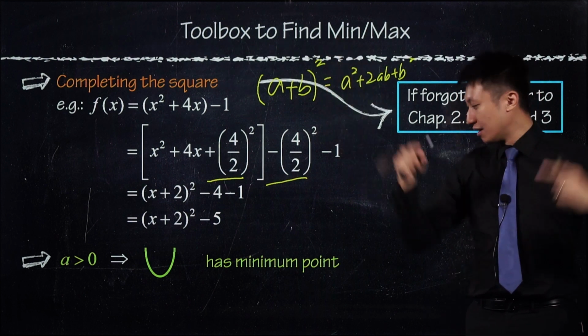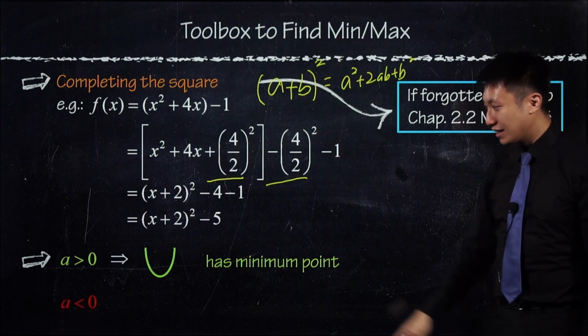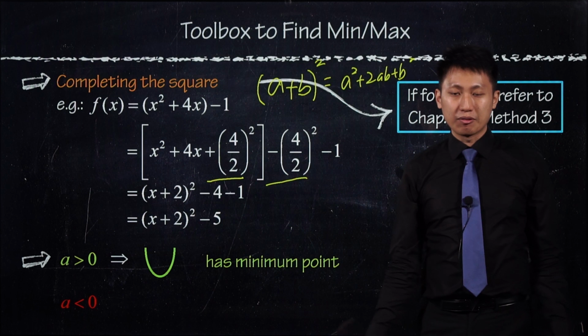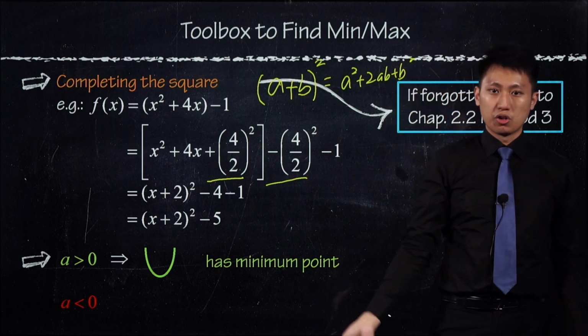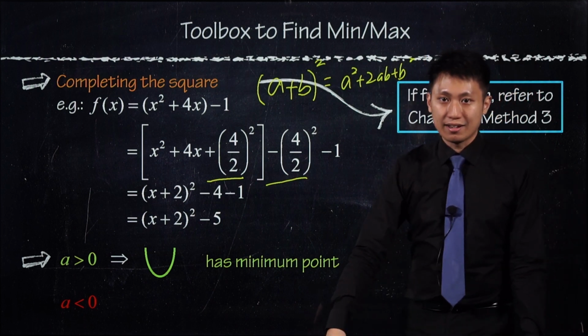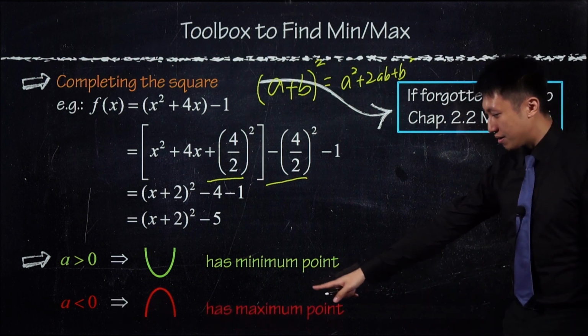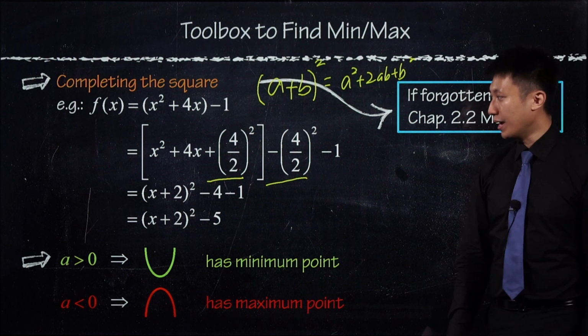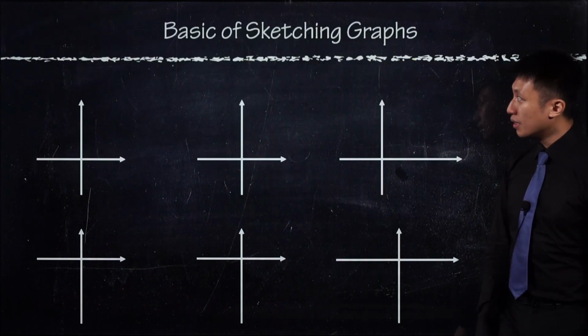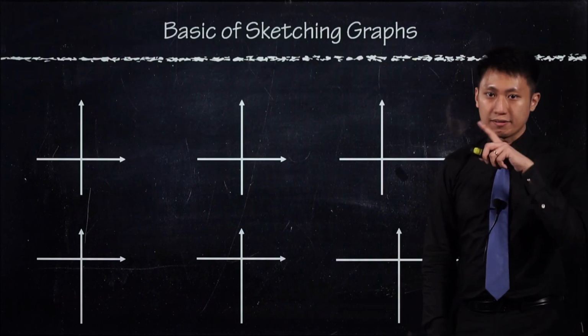If it's a sad face, it turns downward. So there's a maximum point but no minimum, because it goes down indefinitely. So next, we will have a maximum point. No problem. Now, the basics of sketching graphs.